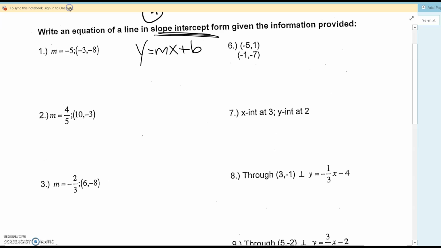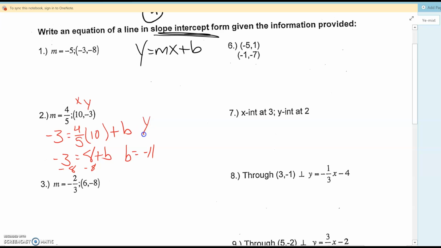Okay, so then I've got my x, I've got my y. So to plug in here, I have -3 = 4/5 times 10 + b. -3 = 8 + b. Subtract 8. b = -11. So my final answer, whenever you plug this in, you would have y = 4/5x - 11.